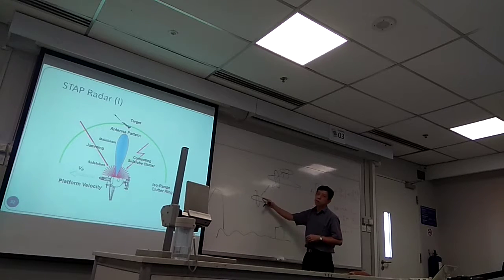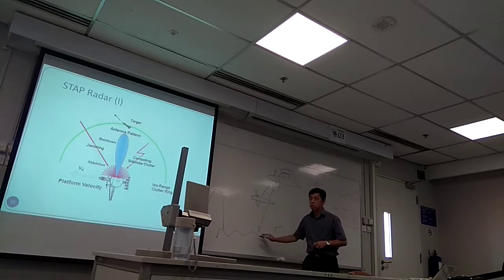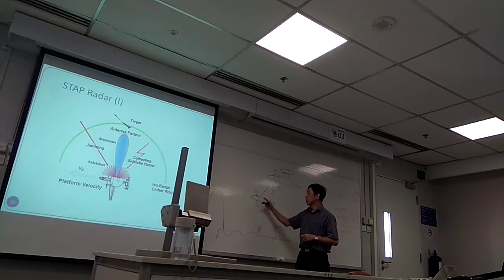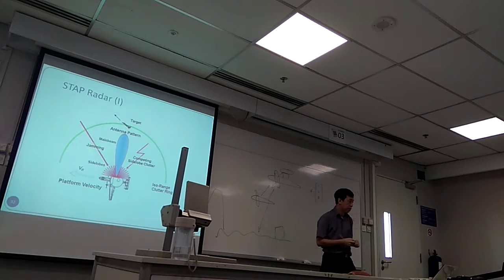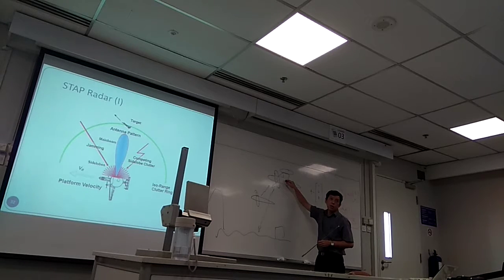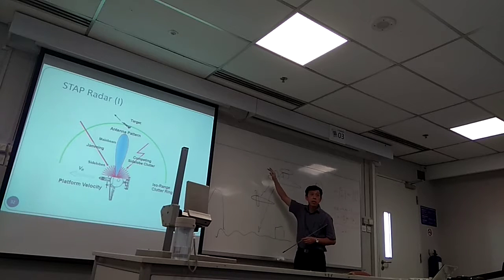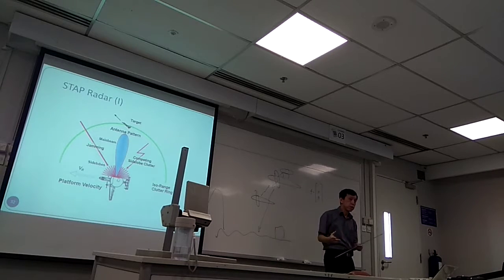You get a return echo from your target. You also get return echo from the ground or from the terrain, right? So this is known as what? Clutter. Okay, so you get the return echo from the target. You also get the return echo from the background, and that is known as clutter. Now, you are an airborne radar, so you are actually also flying, right? So this clutter will also give rise to Doppler frequency to your received signal in your airborne radar, and likewise for the target. So the question here is how to separate them.